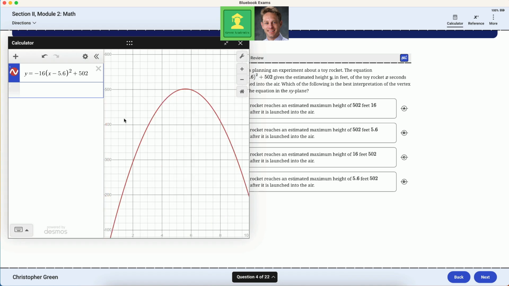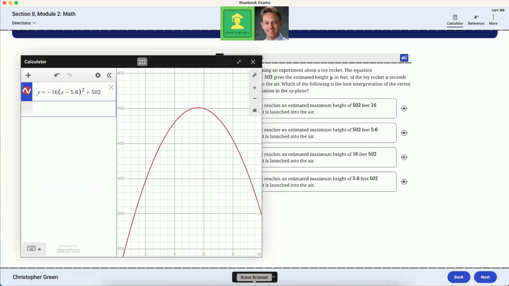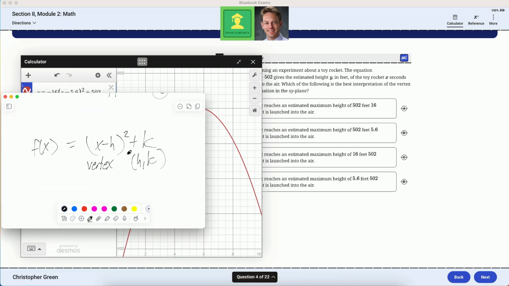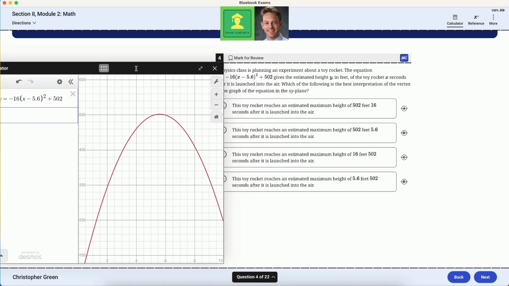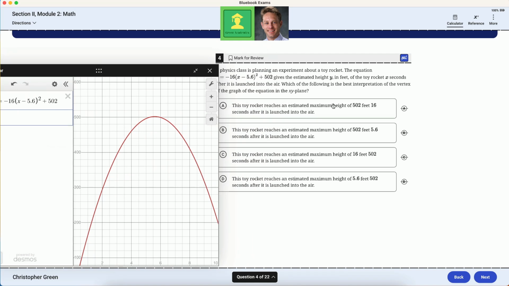Sure. So you have the vertex at 5.6 comma 502, which is of course the h comma k coordinate pair respectively that we drew a minute ago right here. So when the time is 5.6, it reaches a maximum height of 502. Estimated height, a max height of 502 feet, 16 seconds after it's launched, sure. Or I'm sorry, 5.6 seconds after it is launched, which is B as in boy.